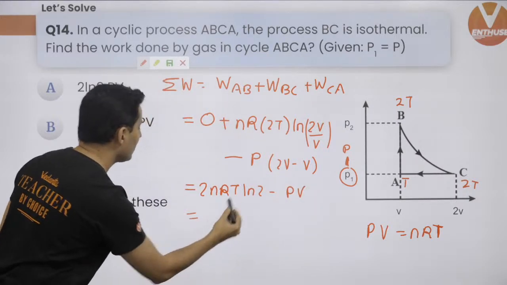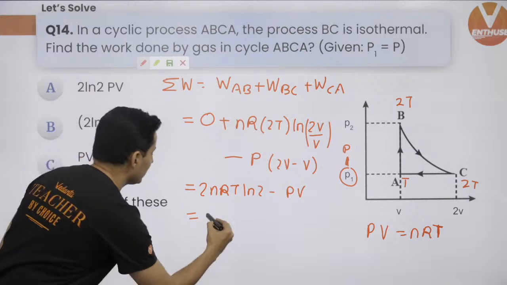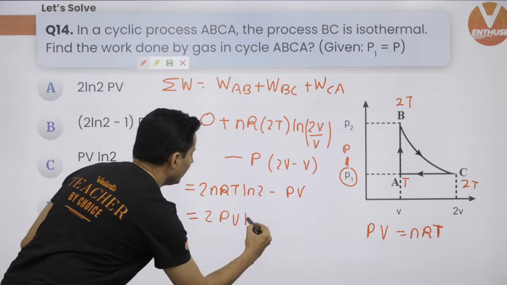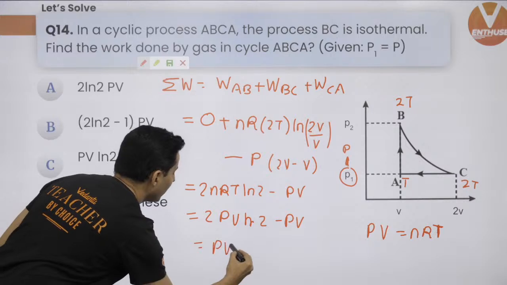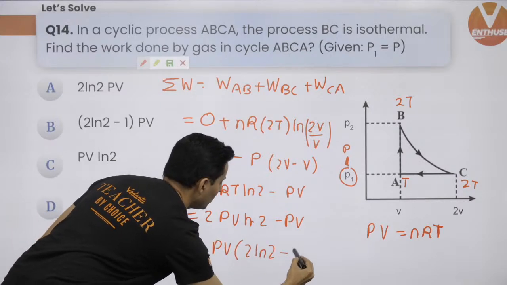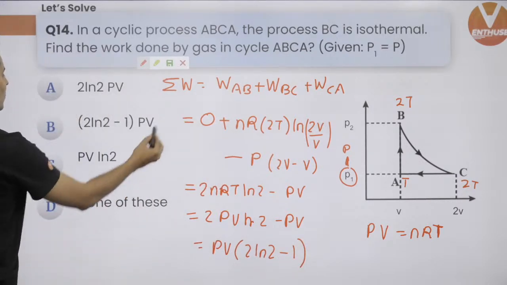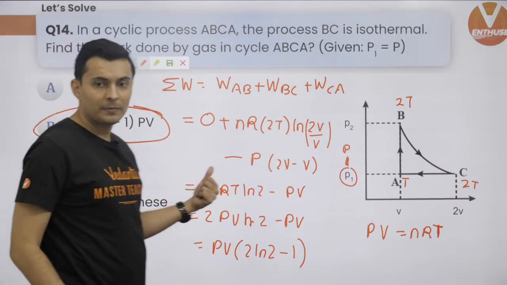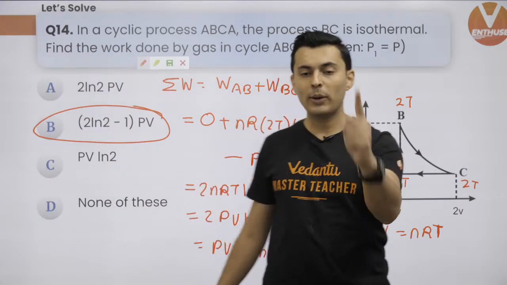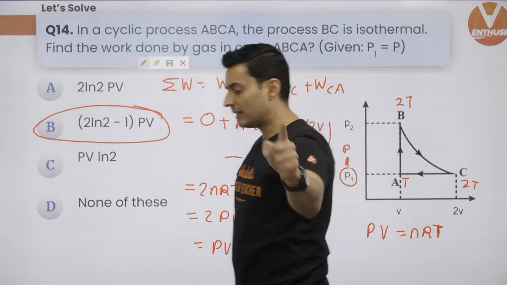Okay, so guys, what is nRT from there? It is just PV. So it will be 2 PV ln 2, minus PV. So PV can be taken common. So it will become 2 ln 2 minus 1. So 2 ln 2 minus 1 into PV, that is the correct answer. Is that clear? Yes, very good. Excellent.